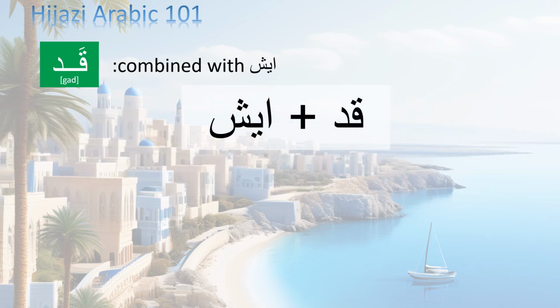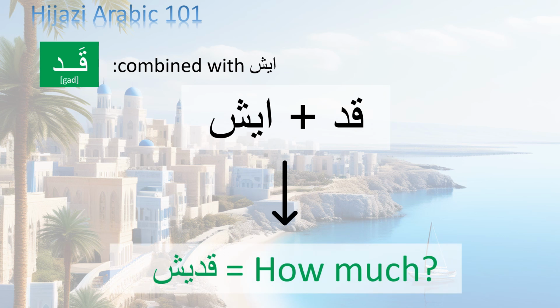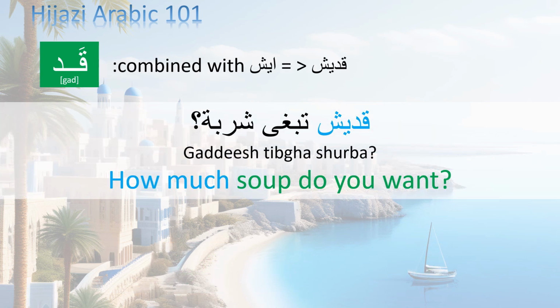Combined with إيش, it becomes قديش, how much. But this isn't how much when asking about the price of something. This is how much when asking about something uncountable. Like قديش تبغى شوربة? How much soup do you want? So how much قديش, تبغى is you want and شوربة means soup.